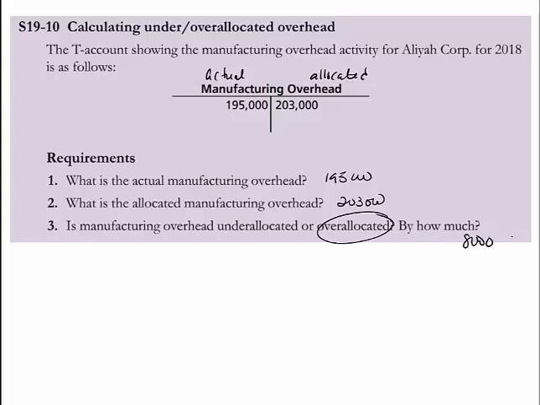Okay. So I think that's a good place to stop this one. We'll come back and we're going to finish off the whole process, and then we're going to adjust for our over or under allocated, and then have one to look at for service businesses.